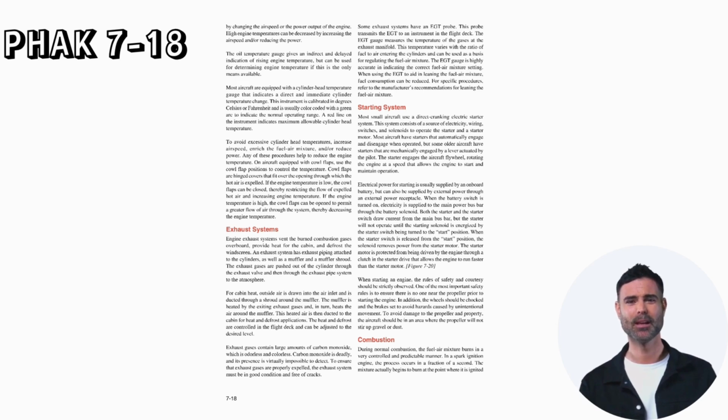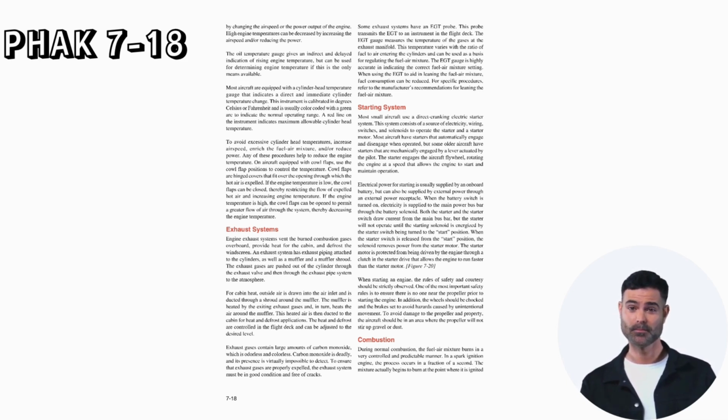Some exhaust systems have an EGT probe. This probe transmits the EGT to an instrument in the flight deck. The EGT gauge measures the temperature of the gases at the exhaust manifold. This temperature varies with the ratio of fuel to air entering the cylinders and can be used as a basis for regulating the fuel-air mixture. The EGT gauge is highly accurate in indicating the correct fuel-air mixture setting. When using the EGT to aid in leaning the fuel-air mixture, fuel consumption can be reduced. For specific procedures, refer to the manufacturer's recommendations for leaning the fuel-air mixture.